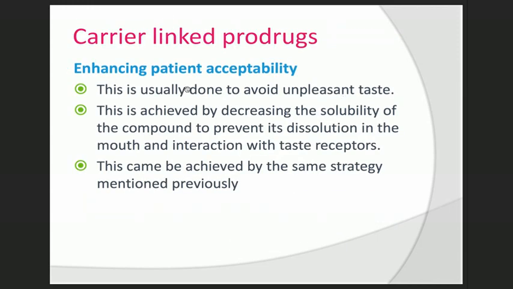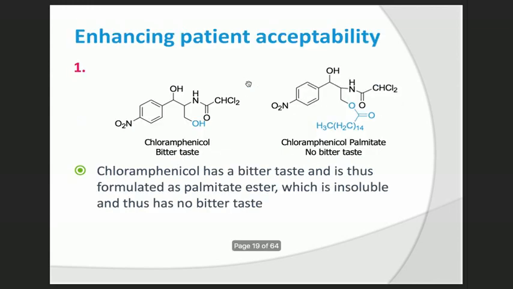This is another thing. I want to enhance patient acceptability. So I want to create a prodrug that would be more acceptable by patients. And what's the problem with patient acceptability? Sometimes it's the bitter taste. The drug tastes very bad. You cannot use a flavor and at the same time have a bitter taste. You have to mask the bitter taste first and then use a flavor. So how do we mask the bitter taste? Same thing, we will add an ester.